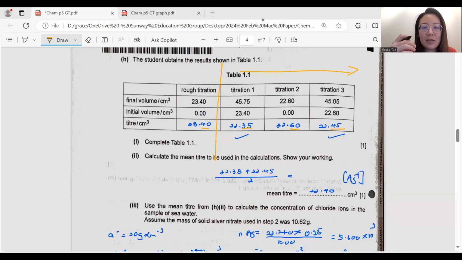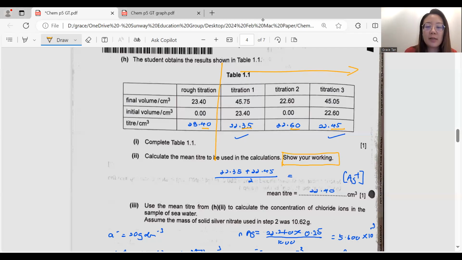But titration, you add dropwise nearing the endpoint. Rough titration was carried out by running, and running means you did not do dropwise. Titration means you run dropwise nearing the endpoint. Okay, so working must be shown. They already state clearly to show your working here.